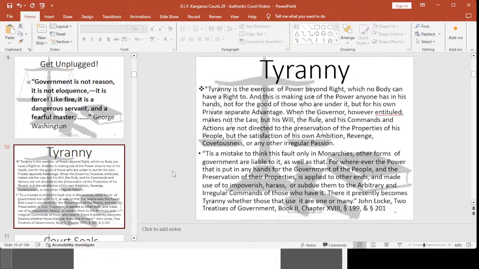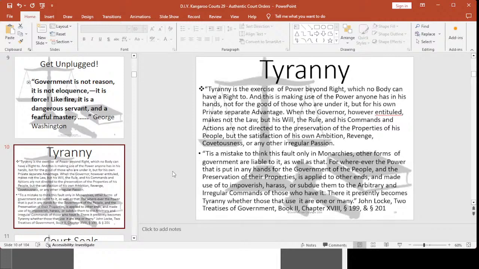Tyranny is the exercise of power beyond right, which nobody can have a right to. And this is making use of the power anyone has in his hands, not for the good of those who are under it, but for his own private separate advantage. When the governor, however entitled, makes not the law but his will, the rule, and his commands and actions are not directed to the preservation of the properties of his people, but to the satisfaction of his own ambition, revenge, covetousness, or any other irregular passion.